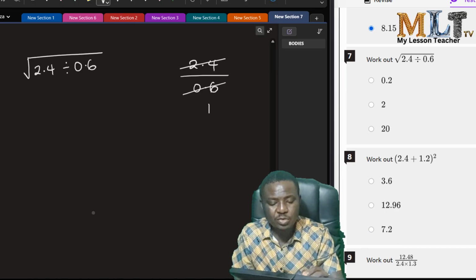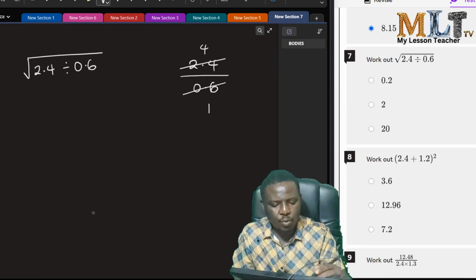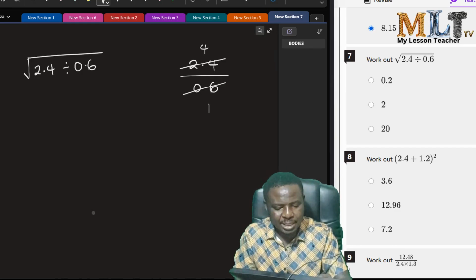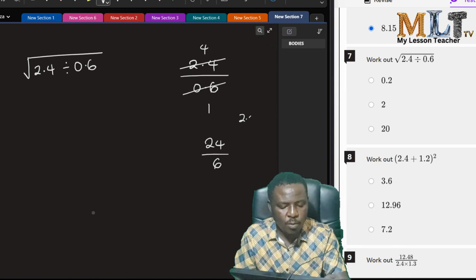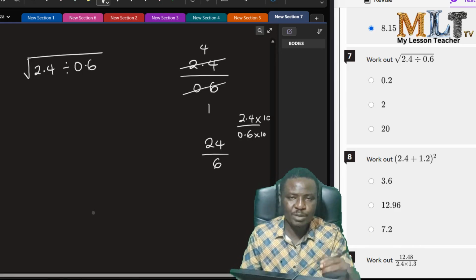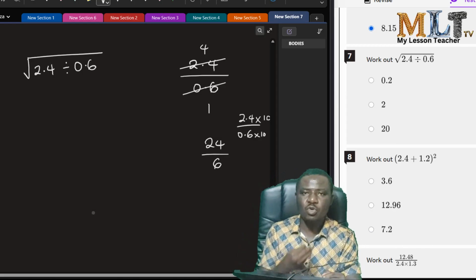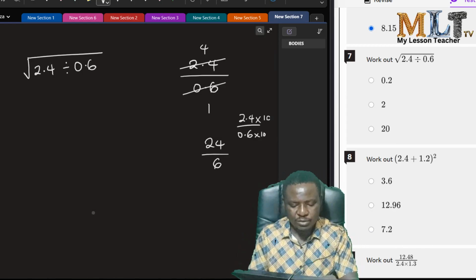0.6 into 2.4 is said to be 4. Another way you can solve this is multiply both the numerator and denominator by 10. This gives you 24/6. It does not change the sense of the fraction because when you multiply the numerator and denominator by 10, it is as good as multiplying it by 1. And when you divide, it gives you 4.